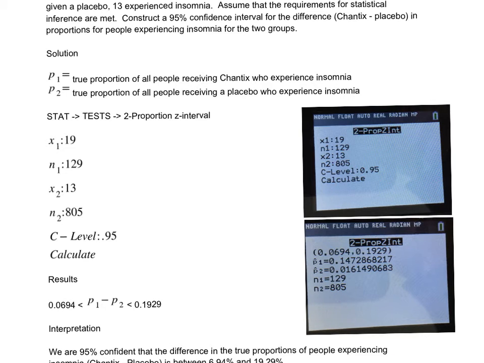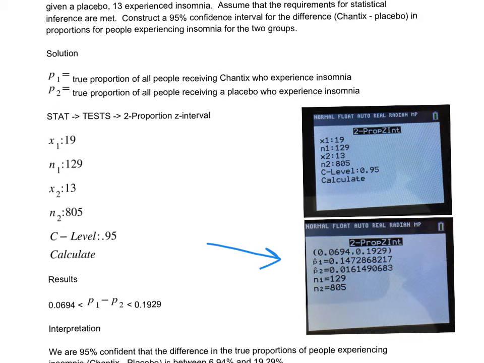Go in there. Okay, your x1 is your number of successes in the first sample. That's the Chantix sample, recall. 19 people experienced insomnia, and n1 is your sample size for the first sample, 129. x2 is your second sample successes, people who took the placebo. You have 13 who experienced insomnia out of 805 in that sample. C-level is the confidence level, in this case 0.95, and you're ready to go. Scroll down to calculate, boom, and you'll get the display that's shown in the second picture here.